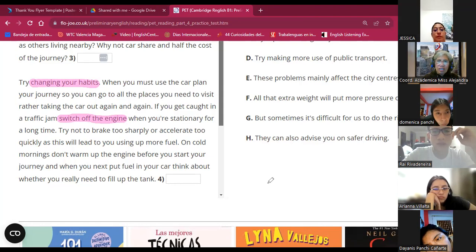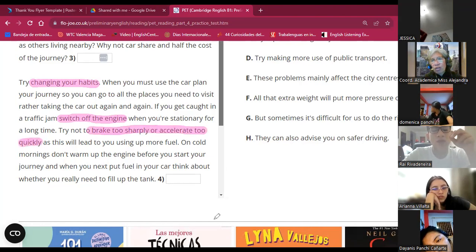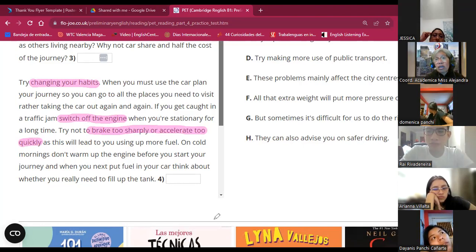What can you do when the car is moving? What shouldn't you do? Accelerate too quickly? Yes, brake too sharply or accelerate too quickly. Why? Because that leads to you using more fuel. If you accelerate and stop, accelerate and stop, accelerate and stop, you will consume more fuel. And remember, protect the environment and save fuel. What else? Which other thing is important in this paragraph?